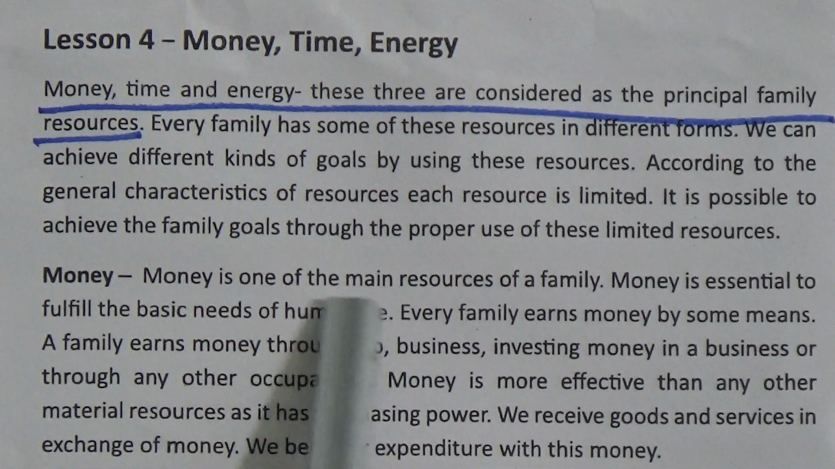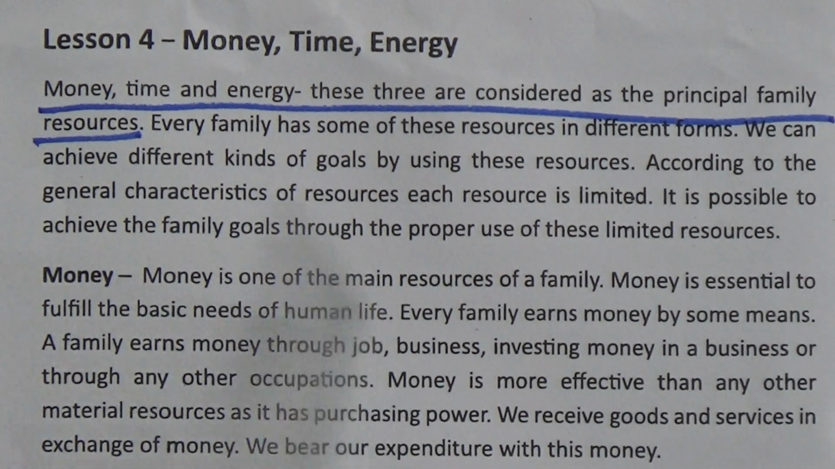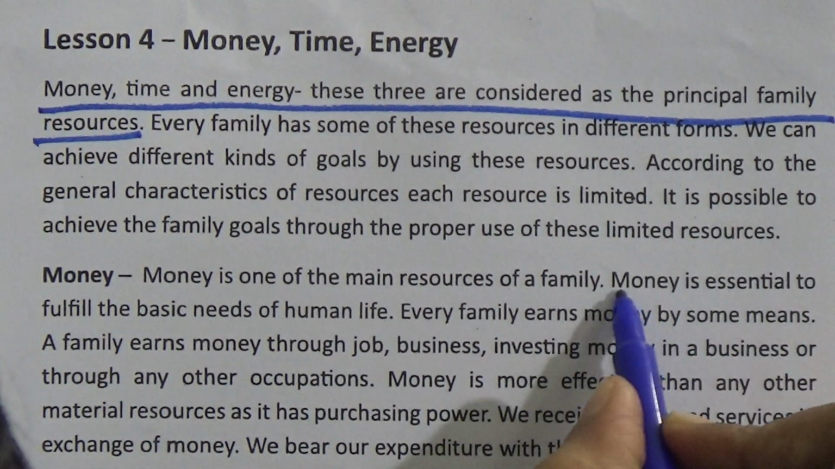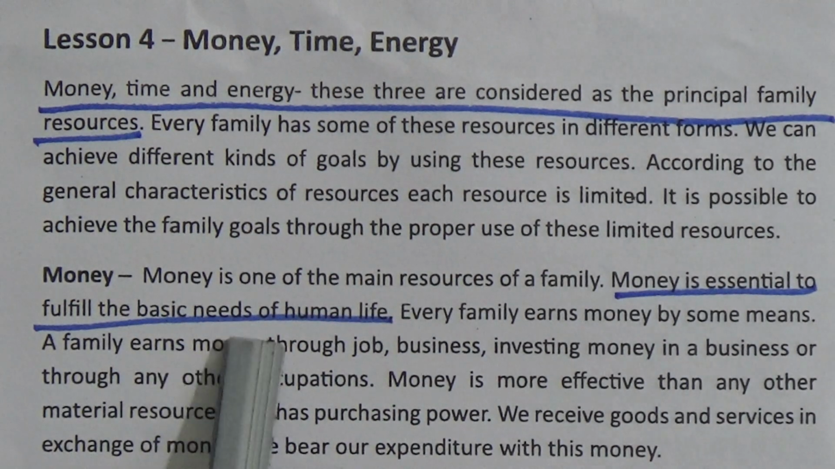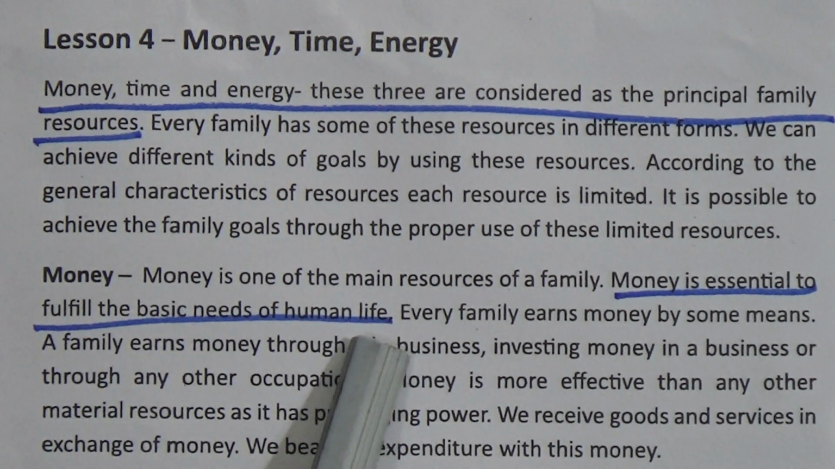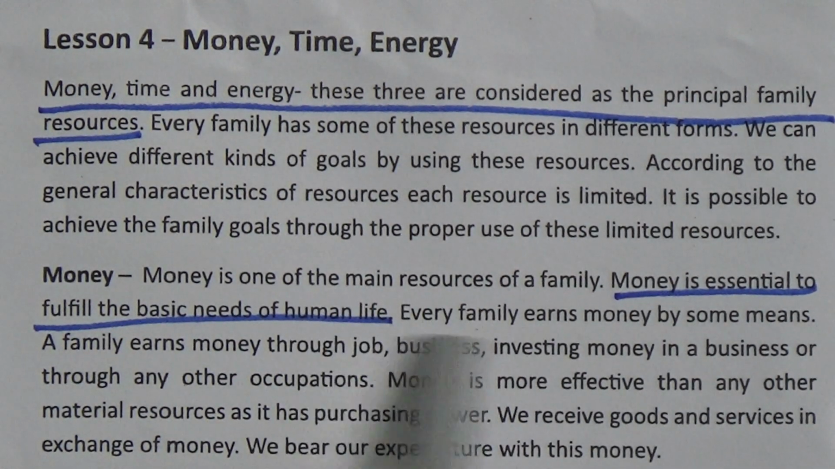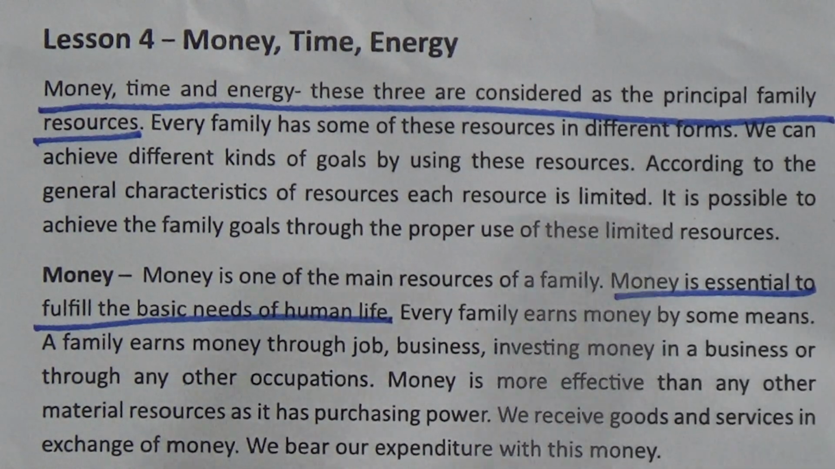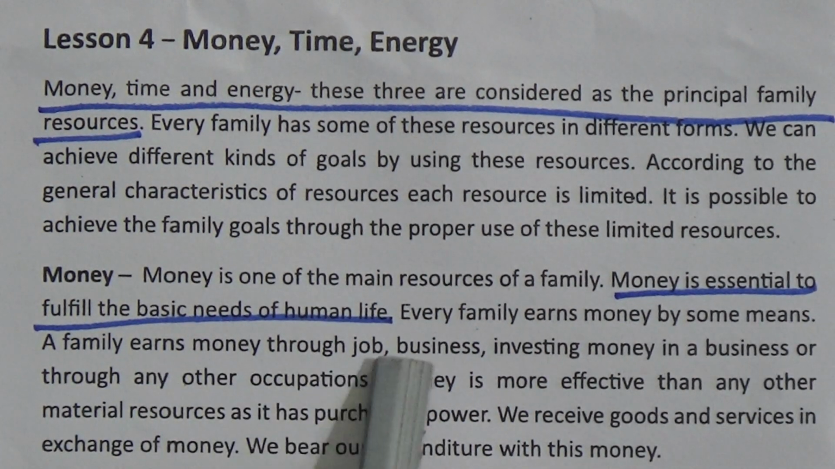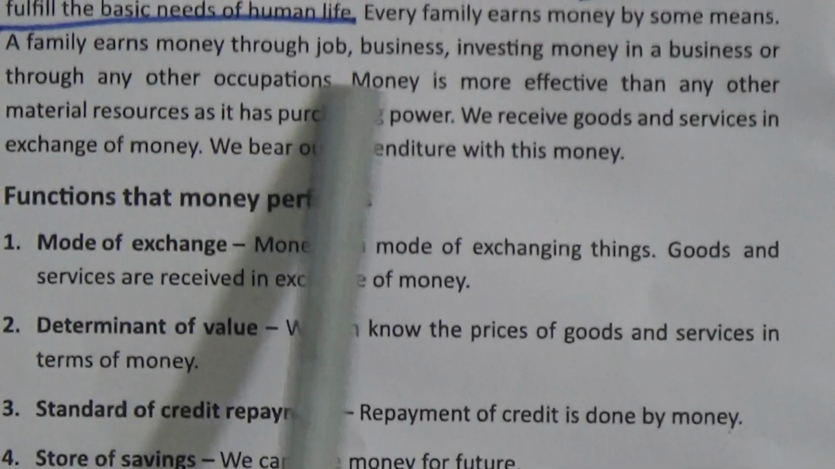Money. Money is one of the main resources of a family. Money is essential to fulfill the basic needs of human life. So why we need money? Money is essential to fulfill the basic needs of human life, and through money we can buy other resources. Every family earns money by some means. A family earns money through job, business, investing money in a business, or through any other occupations.